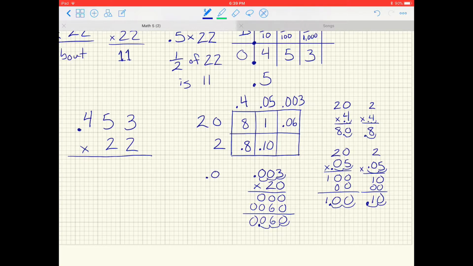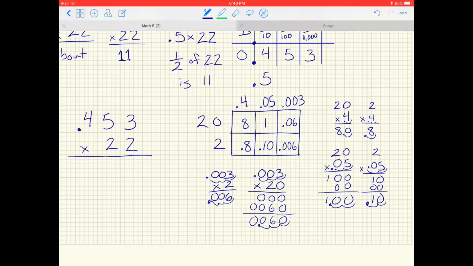2 times 3 thousandths, what's that going to be? It's going to be 6 something, right? So 3 thousandths times 2, 2 times 3 is 6, and then 2 times the 0 is a 0. Move it over 3 places, 6 thousandths. You knew that one in your head.